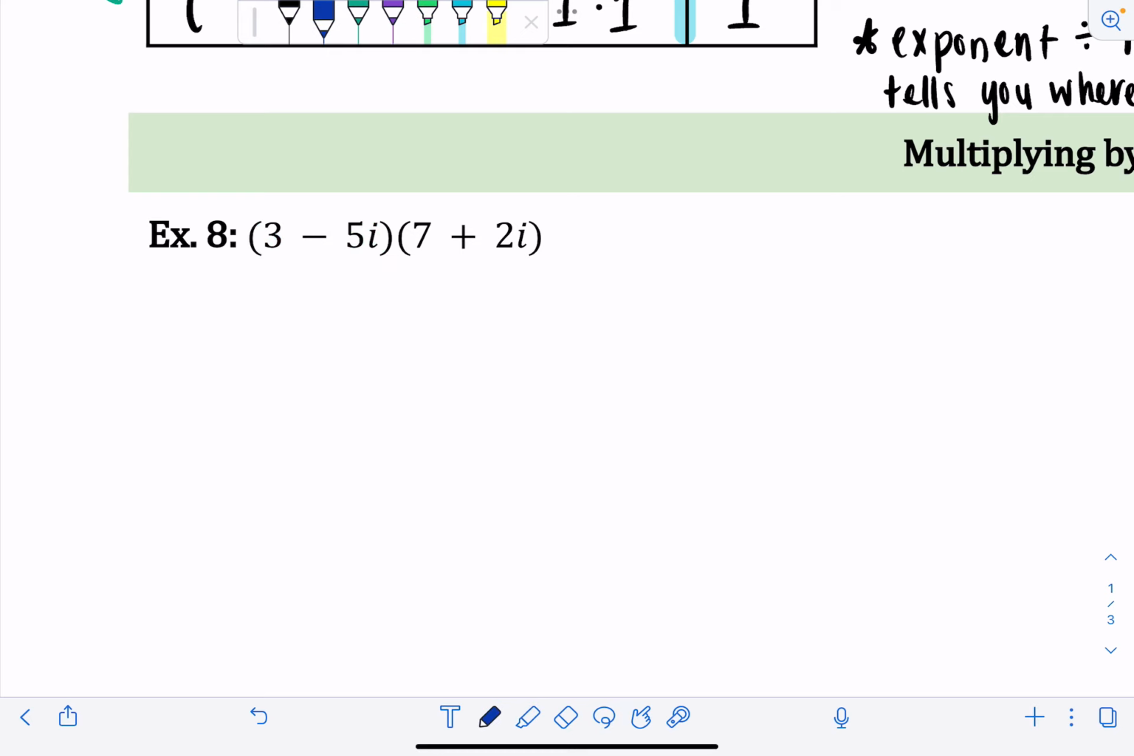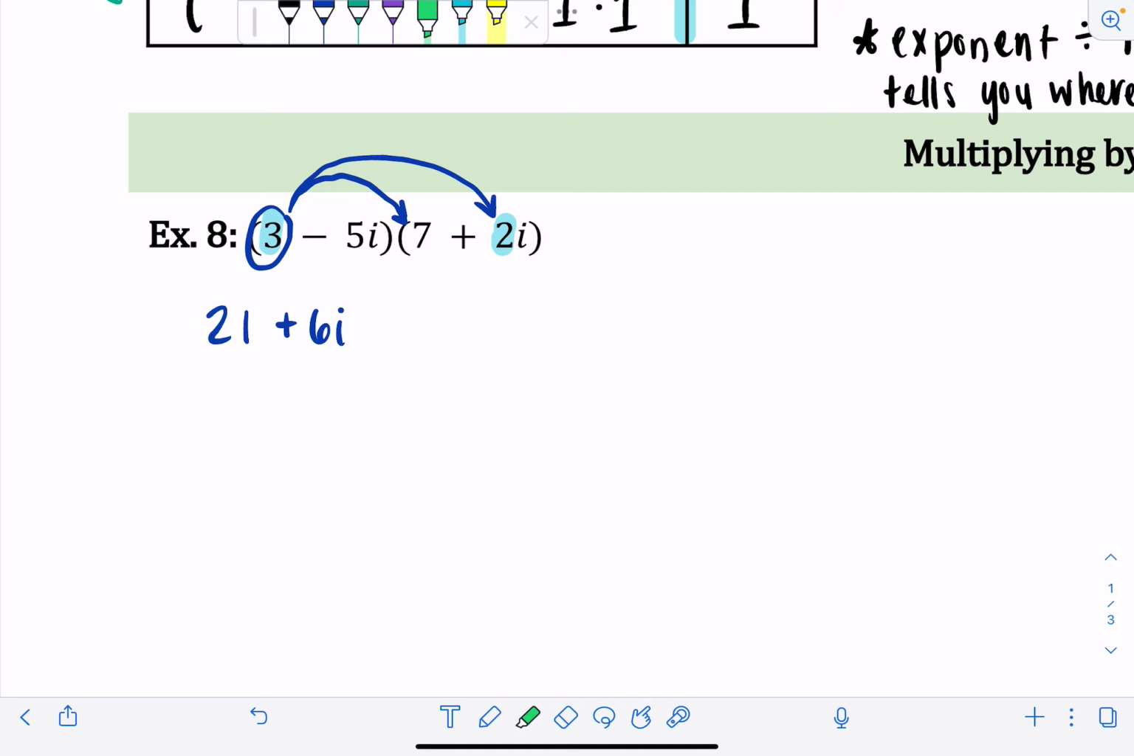So the first thing I'm going to do is take this 3 and multiply it by the 7. So 3 times 7 is 21. And then I'm going to take that 3 and multiply it by the 2i. Just remembering now I have to just multiply the number in front of the i. So 3 times 2 is plus 6i.